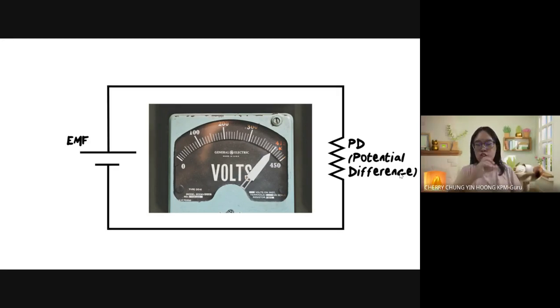Okay, so this is the difference between EMF and potential difference. Okay, EMF is only inside the battery. Potential difference is through the conductor. Okay.